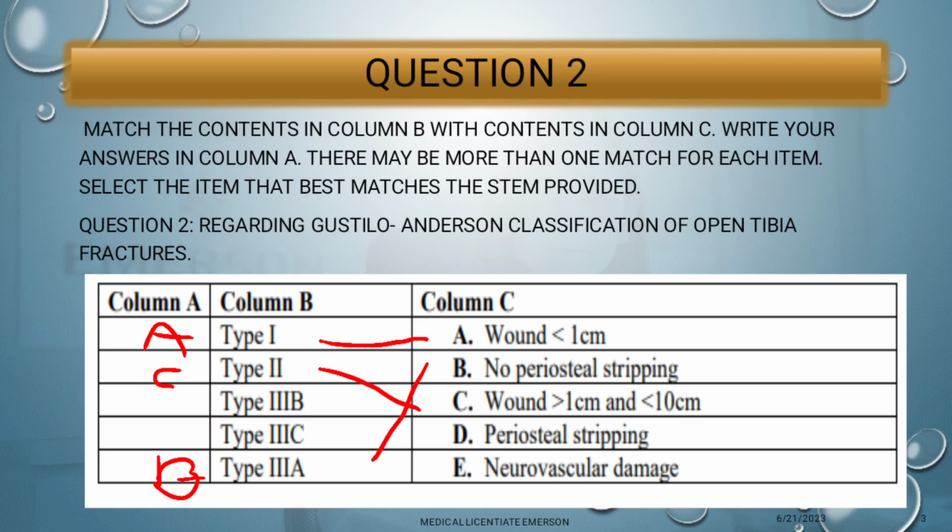Then type 3B, we have periosteal stripping, which is D. Then type 3C, we have neurovascular damage, which is E. So for you to remember, type 1 is just 1 centimeter, type 2 is more than 1 centimeter but less than 10 centimeters, then type 3 A, B, C: A, no periosteal stripping; B, periosteal stripping; C, neurovascular damage.